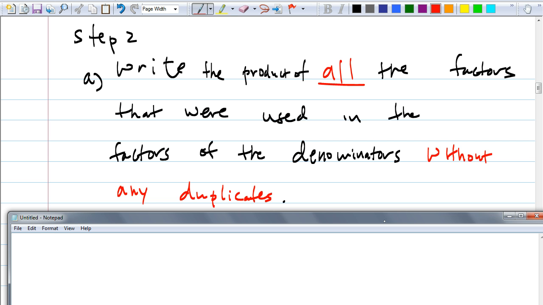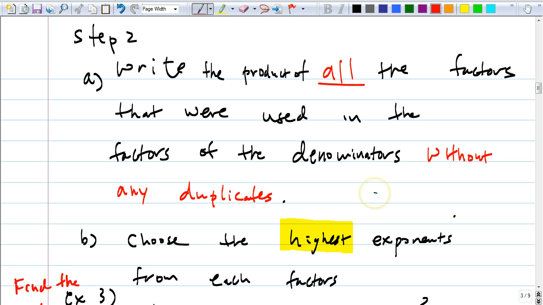Okay, then for greatest common factor, we chose the lowest exponent. You guys remember? For the LCD, we're going to have to choose the highest. So write this down. Second part of step 2, choose the highest exponent from each factor. And this makes sense because what are we looking for? Both of the denominators must go into what? The LCD, isn't that right? Don't they have to go into the LCD? So we have to choose the highest exponent because we've got to make sure it goes in. If you're not so sure what step 2A means, like without any duplication and so forth, don't worry about it. We'll do an example, it'll be clear.